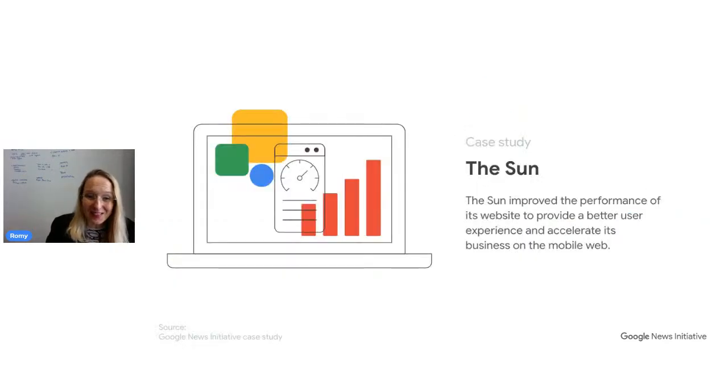Case study, The Sun. I'm sure you know The Sun. The Sun is a very popular British newspaper. They have their newspaper website, of course, and they launched their web program in 2016. So we were mentioning 2017. They were even earlier, and of course, their growth went through the roof.